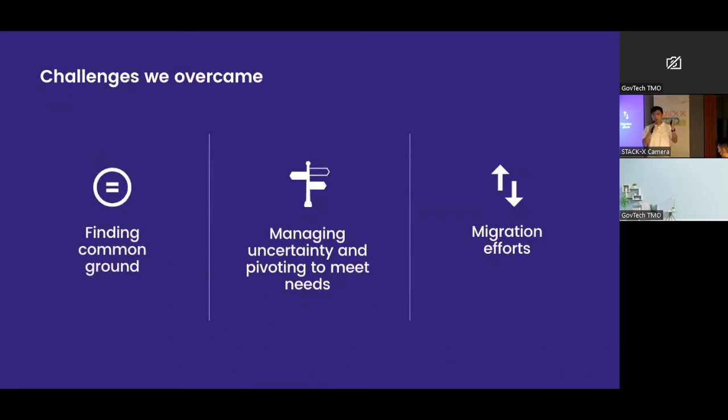So over the course of our Scrum processes, it also helps us to better manage uncertainty and pivoting to meet the different needs of different agencies. And lastly, migration effort comes because prior to GAM, we had multiple grant schemes that were not built on GAM. So in order to fully reap the benefits of GAM, we needed to spend much needed development time and migration testing efforts in order to move the data correctly onto GAM.